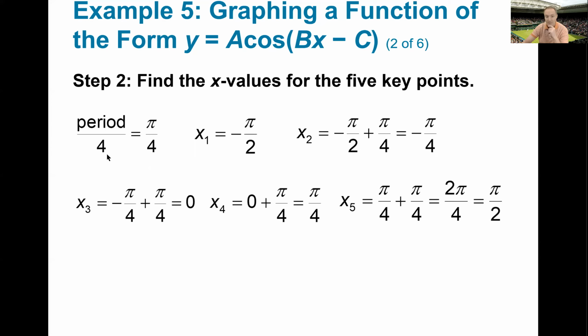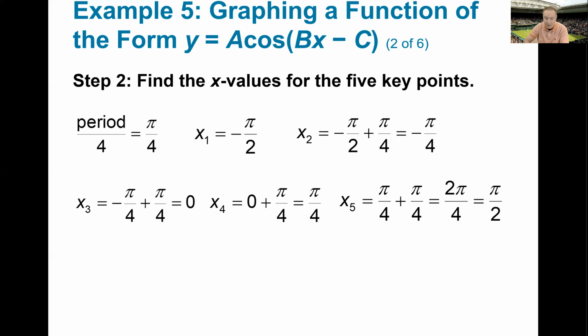The period divided by 4 shows you the increments between each important x value. They go in increments of pi over 4, where my very first one is negative pi over 2. So my next one is negative pi over 4, then 0, pi over 4, and pi over 2. Do I already know what their y values are at each one of these? Yes, and I want you to know that as well. I show plugging them in on the next page, but I should know it even without that.